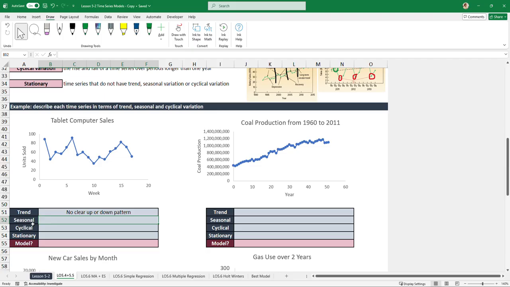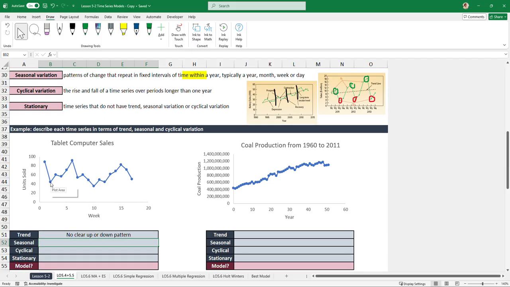For seasonal variation, we would have to have clear repeats, like every 5 weeks your sales are the lowest. But if I look at my lows and highs here, there doesn't really seem to be a clear repeating pattern by week. Like we have a low in week 2, but then we have a low again in week 10, and then we're going down again in week 17. There's not equal spacing here. So we don't have clear repeating patterns by week.